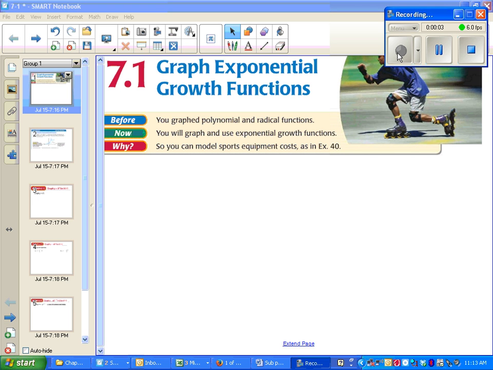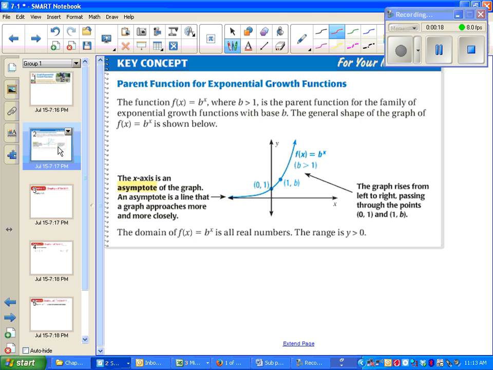7.1 Graph exponential growth functions. We're going to be graphing today using a lot of those same shift ideas that we saw in the square root and cube root graphs. And exponential growth functions look something like this. They get real big, real fast on one side, and they get flat on the other side.